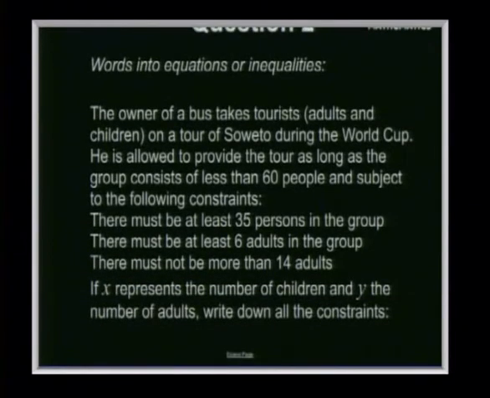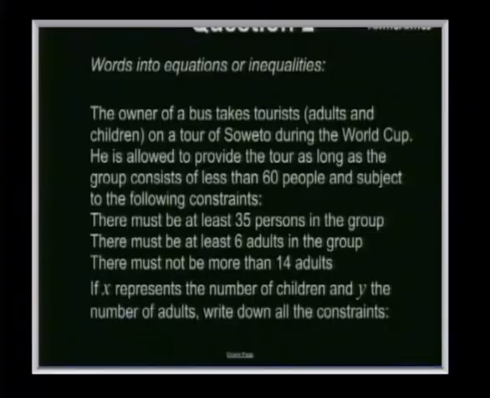The owner of a bus takes tourists, adults and children on a tour of Soweto during the World Cup. Fantastic. That gives the situation, that gives a scenario. No, we don't have to worry about that. Although just think about implicit constraints. Tourists, you're going to have whole numbers. You can't have half a tourist running around. Do no one any good.